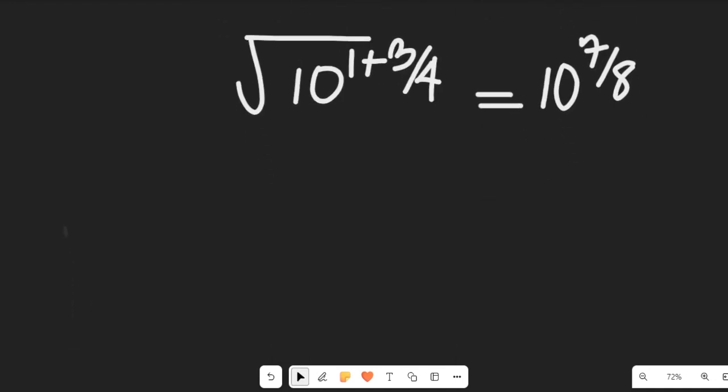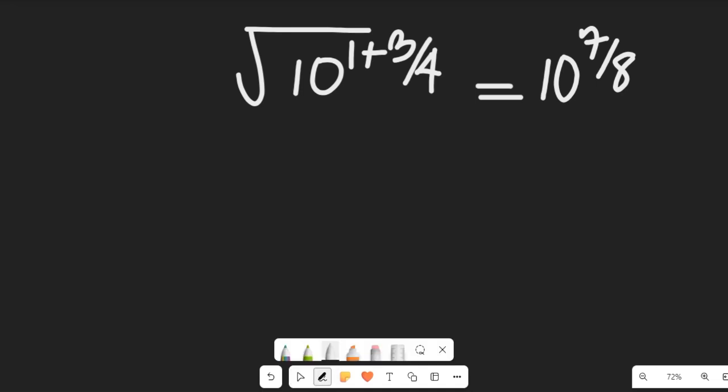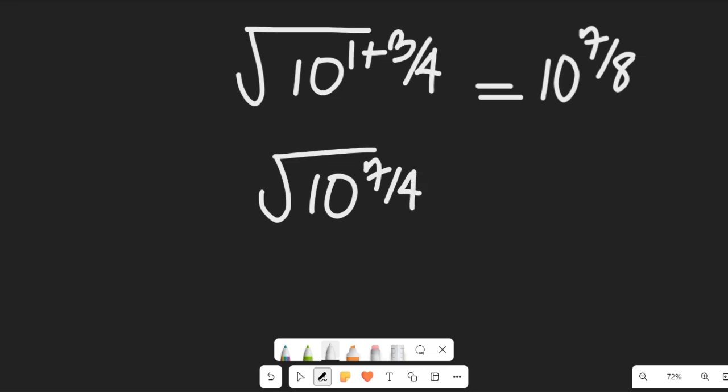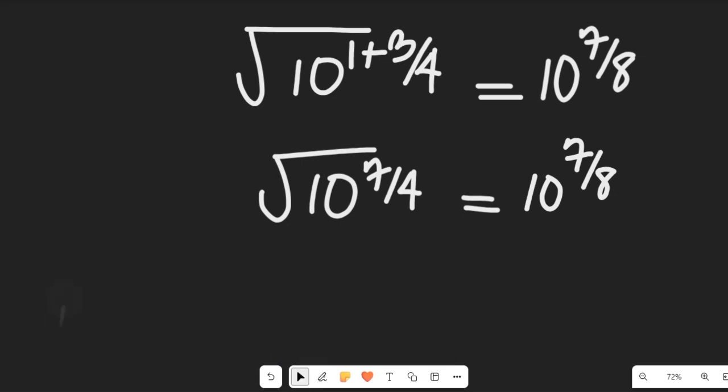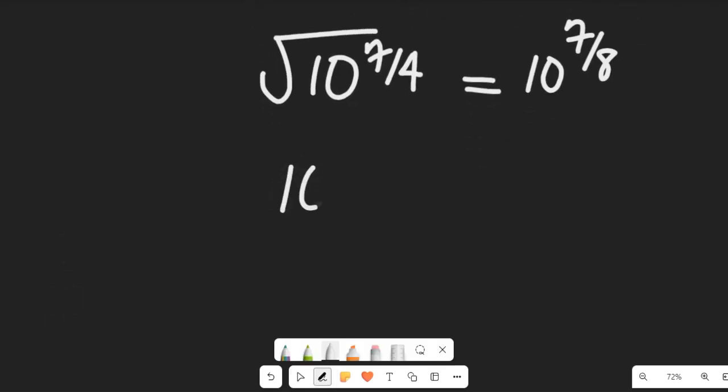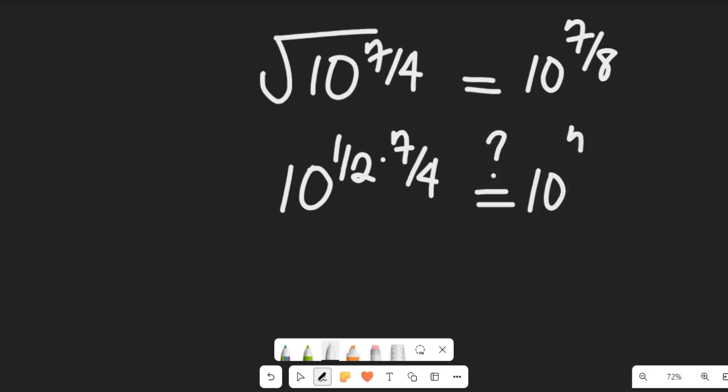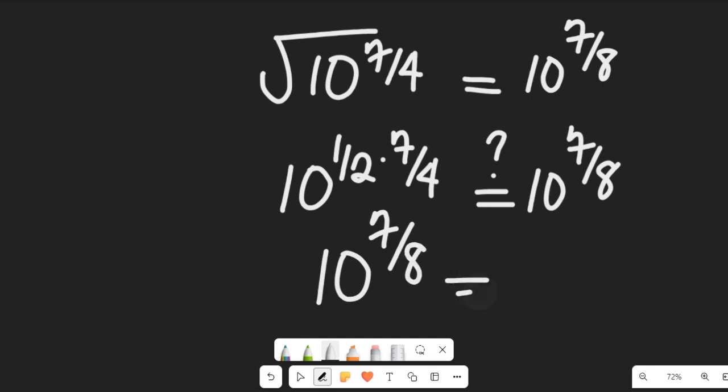So 10 to the power of 1 plus 3 divided by 4, what is it going to give us? If we do that simple fraction, we're going to have that expression to now give us square root of 10 to the power of 7 divided by 4. Will it be equal to 10 to the power of 7 divided by 8? Now remember, we have a square root here. So that square root expression is going to give us 10 to the power of 1 divided by 2 multiplied by 7 divided by 4. And will that give us 10 to the power of 7 divided by 8? Yes, it should. Then this is going to give us 10 to the power of 7 divided by 2 times 4 is 8. Voila! And that is equal to 10 to the power of 7 divided by 8.